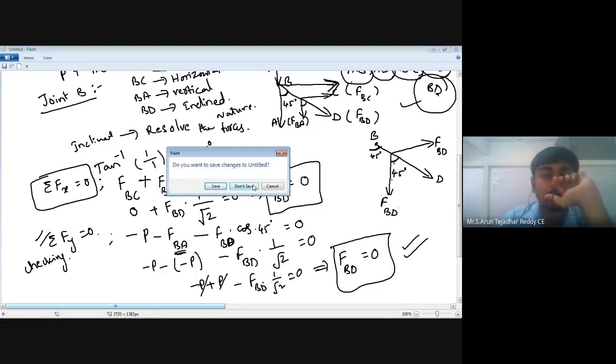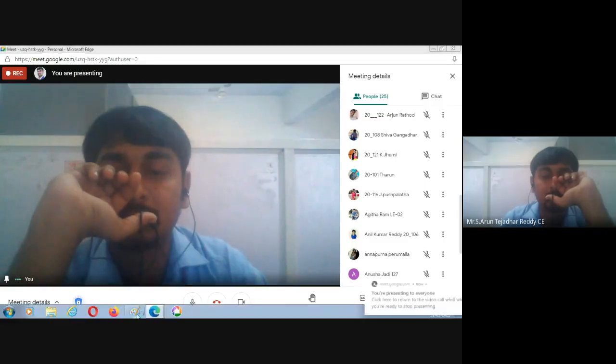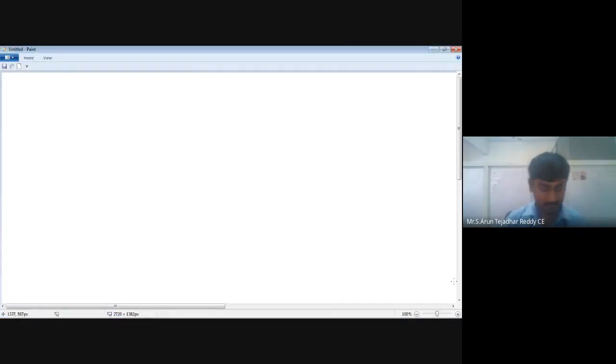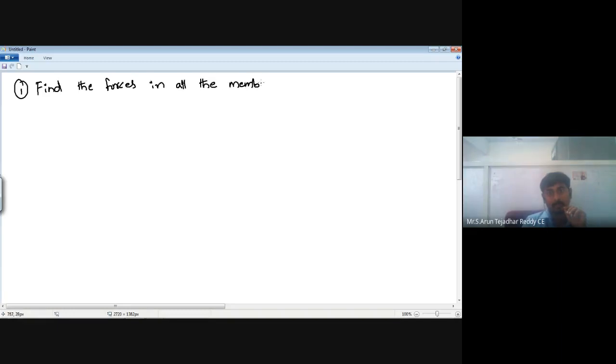So this is only one small example. Next, write down one problem: find the forces in all the members by using the method of joints.